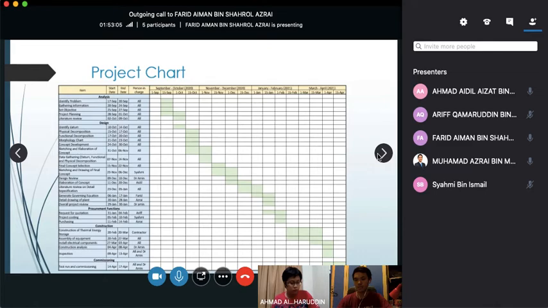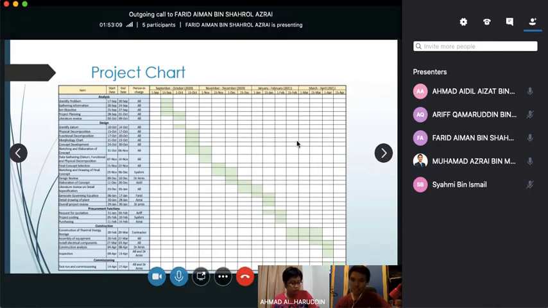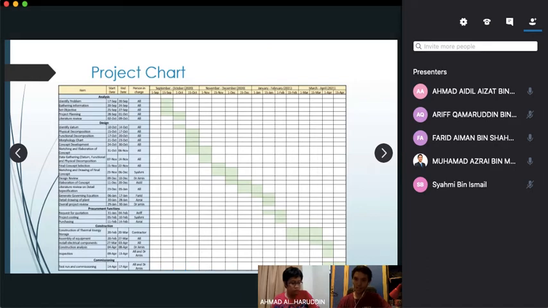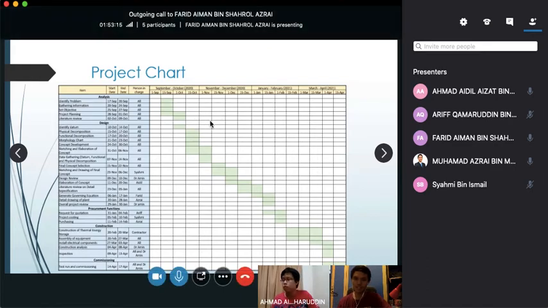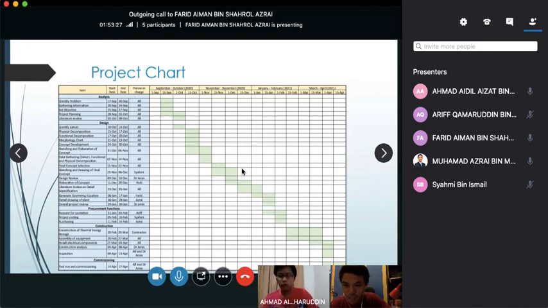Once we obtain the work breakdown structure, we make a project chart which shows the details of each day and date, and when is the completion of the project. We will start the project on 17 September 2019 and end on 17 of April 2020.